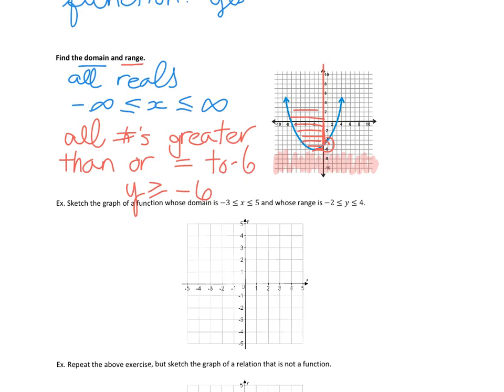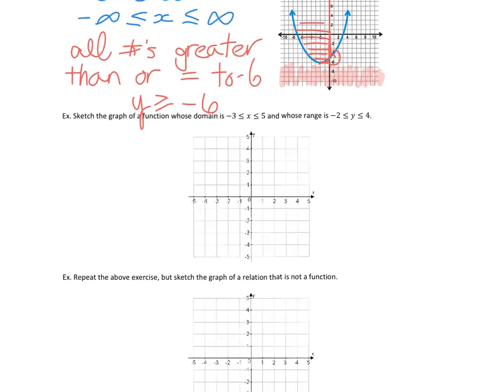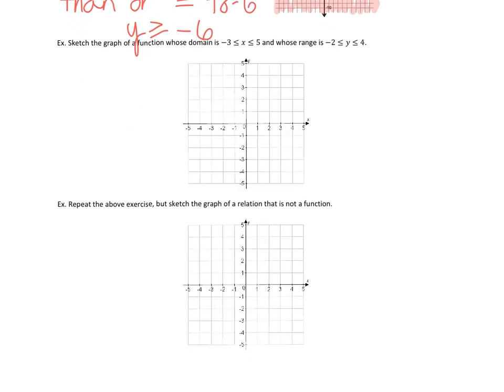Okay, so final 2 exercises. And you guys can pause. All of our answers are going to look different. But let's see if we can somehow compare our solutions. So go ahead and pause, and then come back to see how you did.